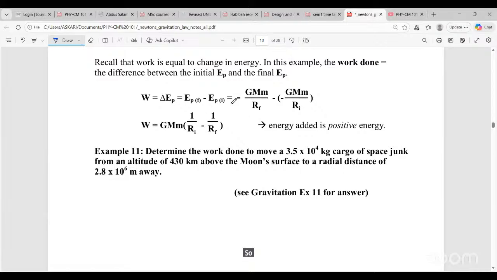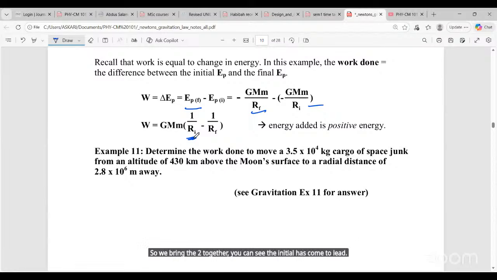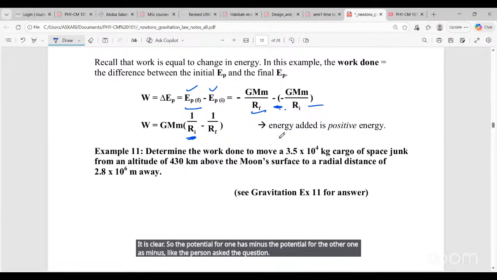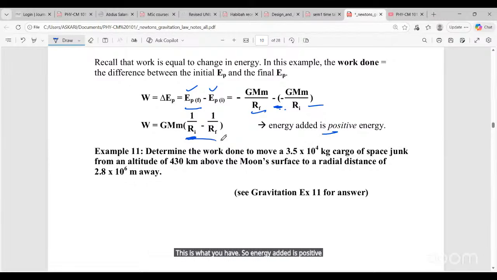So we can now see this. For this, this is this, this is this. If we bring the two together, you can see the inertia has come to lead because of the plus that will result here. I hope it is clear. So the potential for one as minus, the potential for the other one as minus, like the person asked in the question. This is what you have. So energy added is positive energy. That's why you have this. So you then have an example, example 11.